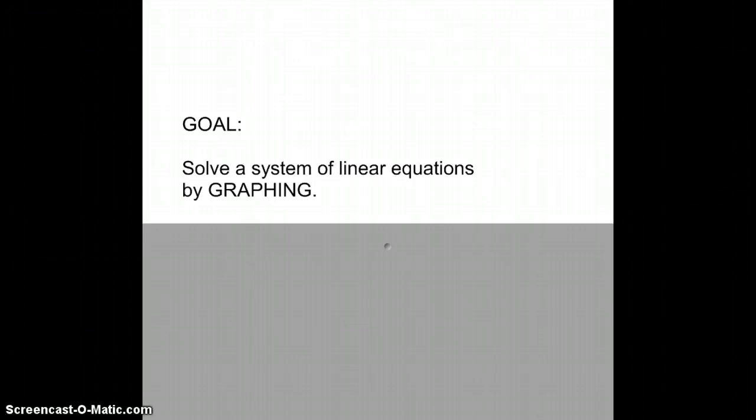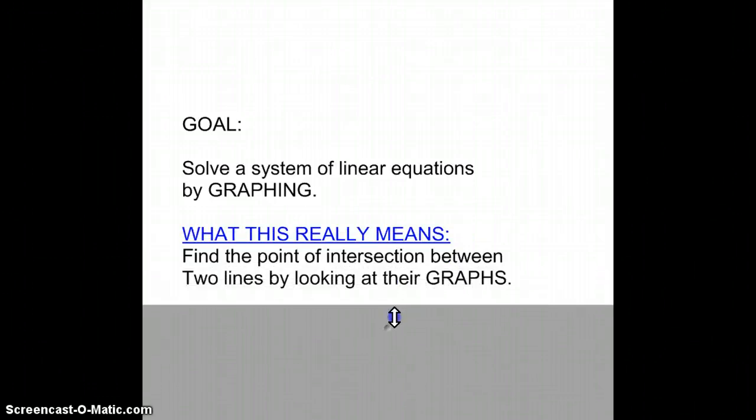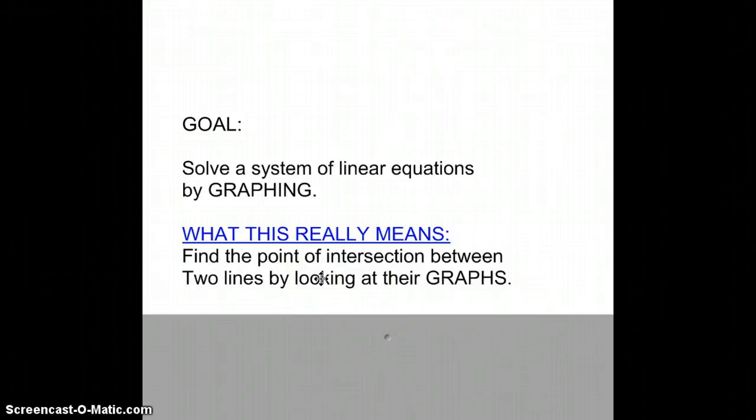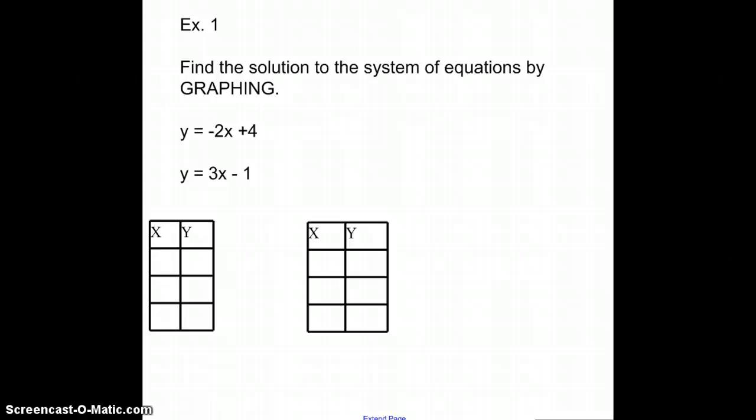When you're done watching this video, you will be able to solve a system of linear equations by graphing. Sounds a little bit like a mouthful, a little bit confusing with the jargon we're using there, but to simplify what that really means, solve a system of linear equations by graphing. We're going to find the point of intersection between two lines by looking at their graphs. Okay, so let's just jump right in.